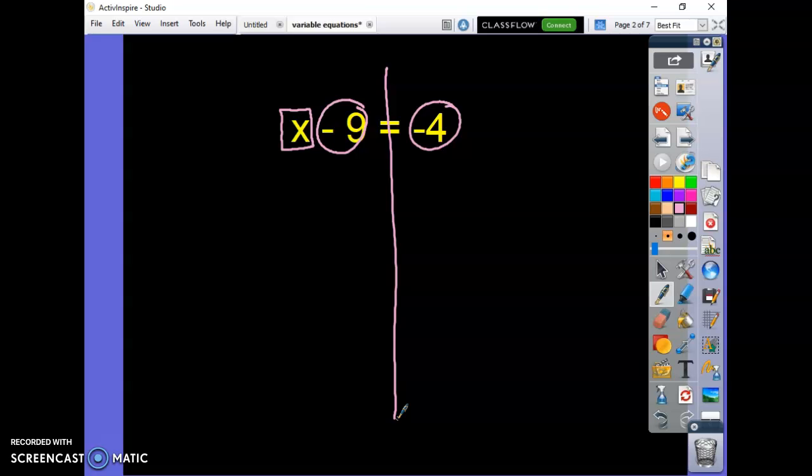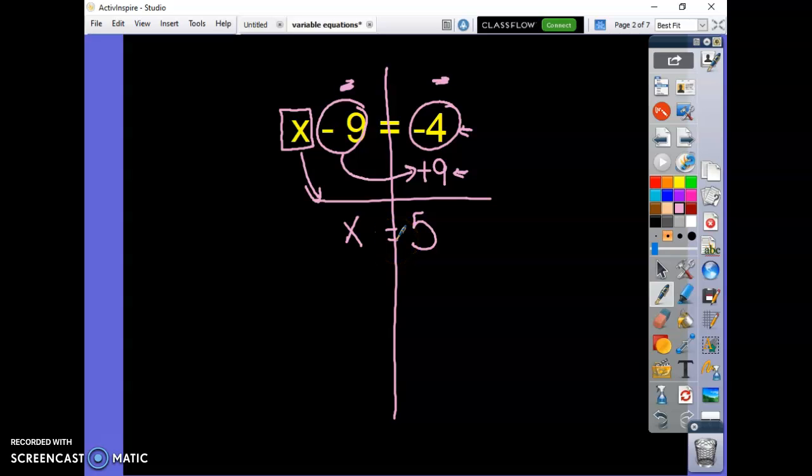So in order to get this circle with this one, you've got to move it over. So when you cross the line, you change the sign. So a -9 becomes a +9. That is because of the opposite operations to move the -9. So bring down your x. Then you have -4 plus 9 gives you a 5. So x equals 5.